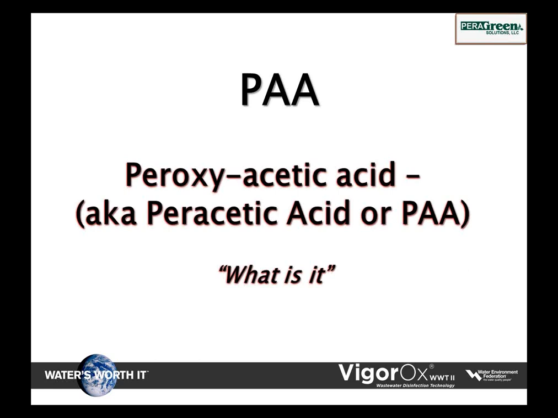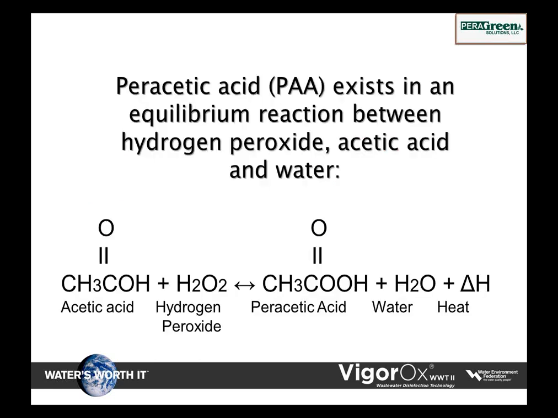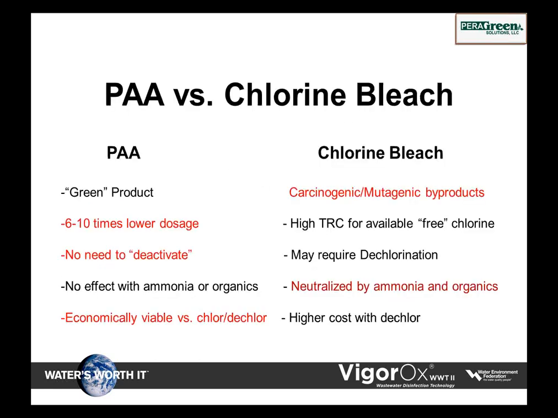Now, the difference between PA and chlorine bleach. I had a very busy slide originally, but I've gotten it down to about 5 different key points. PA is a green product. When it finally breaks down, the breakdown products are acetic acid and water, and finally carbon dioxide. The only thing you can find trace amounts of would be organic acids in the water. But in all my tests, as soon as I see it hit a discharge stream, basically the PA is gone. It reverts back to acetic acid.